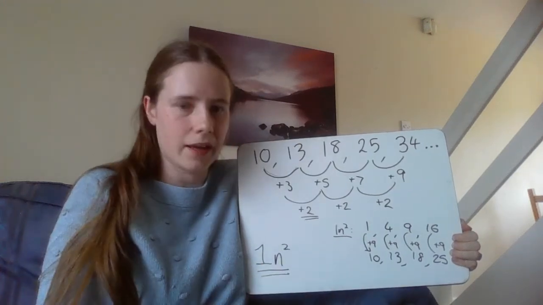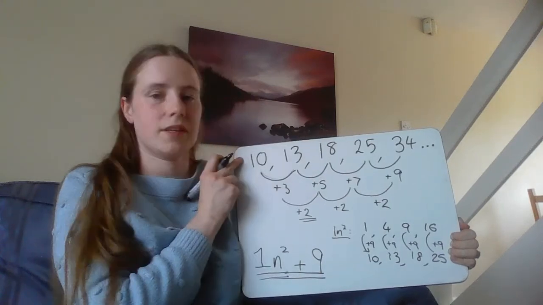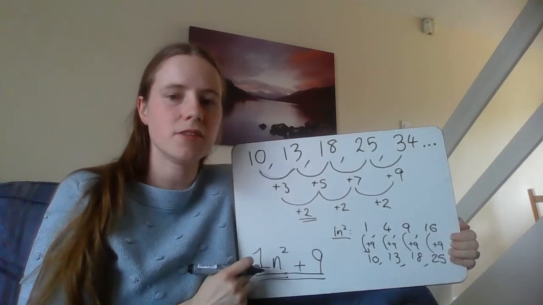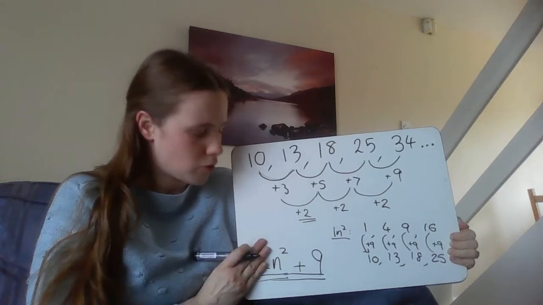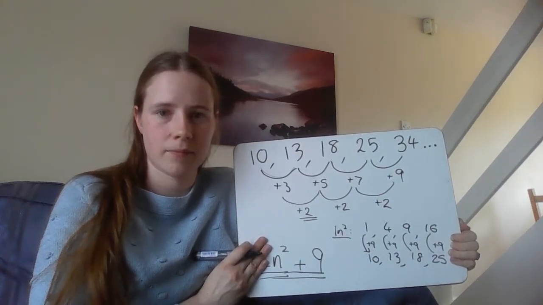So it's 1n squared plus 9. That is the formula for this sequence here. Because it's only 1n squared, you don't have to write the 1 in front if you don't want to. You can just write n squared plus 9.